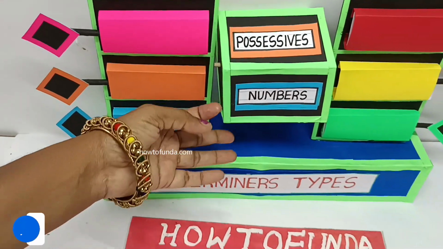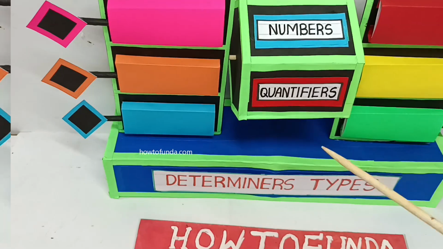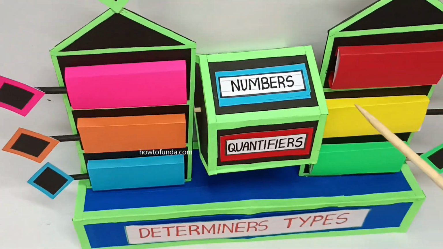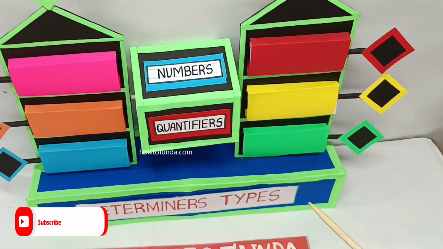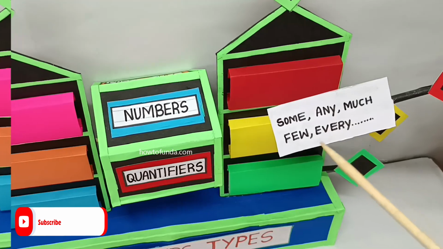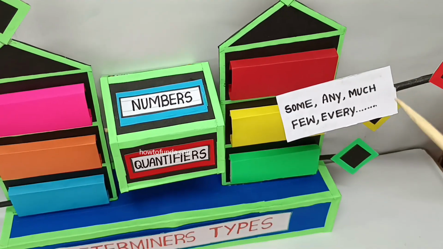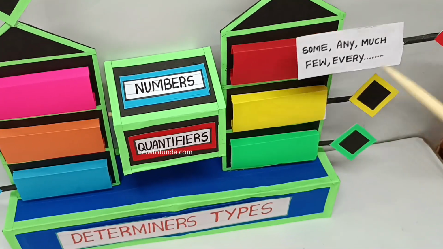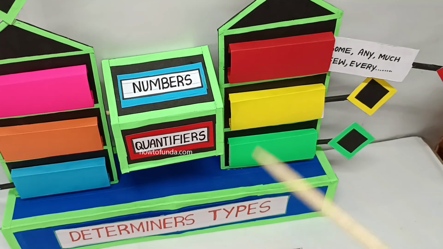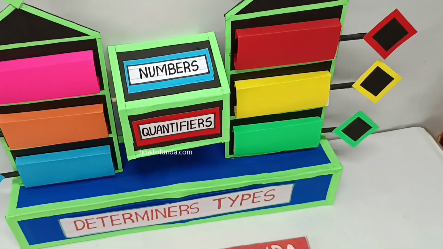And the next determiner is quantifiers. In quantifiers, we are going to use words like some, any, much, few, every. Here we are going to use these as quantifiers.